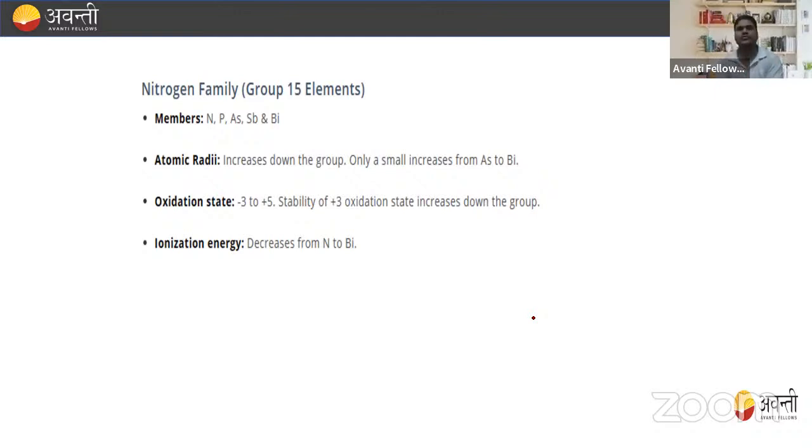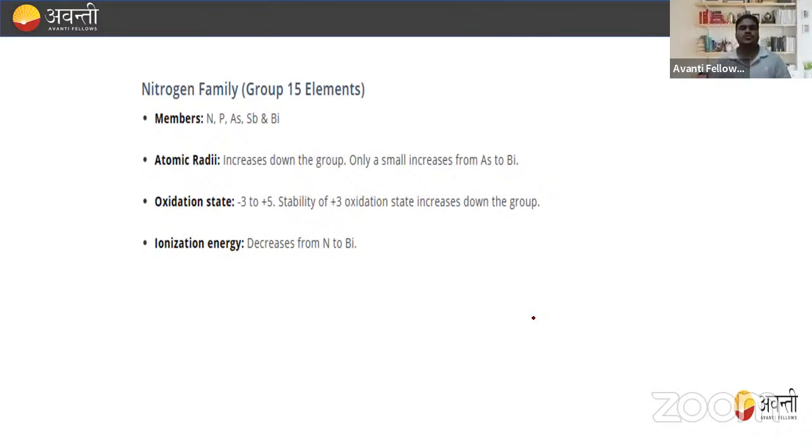Due to the poor shielding effect of these 4f and 5d electrons, there is a very small increase in size, because the outer electrons are directly attracted by the nucleus, and due to this the attraction increases, so there is a smaller increase in size from As to Bi as compared to N to As. From N to As, there is a large increase in size due to the increase in the number of shells.